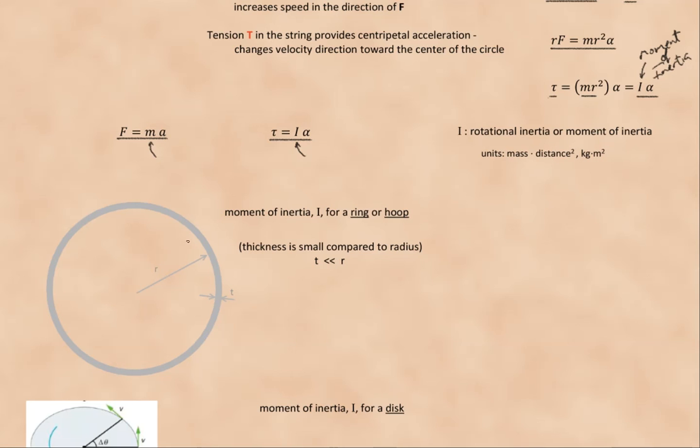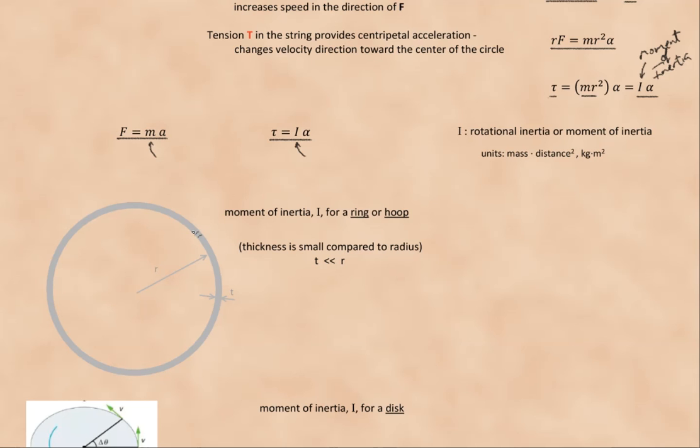Now, we've identified the moment of inertia of a point mass as mr squared. How do we get moments of inertia for objects that are not point masses? For any object, I can imagine breaking it up into small pieces and treat each individual piece as a point mass. I then add up the moments of inertia of all the individual pieces to get the total moment of inertia for the object. Let's take a look at a ring or a hoop.